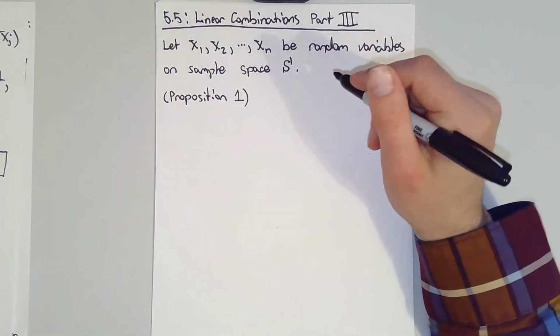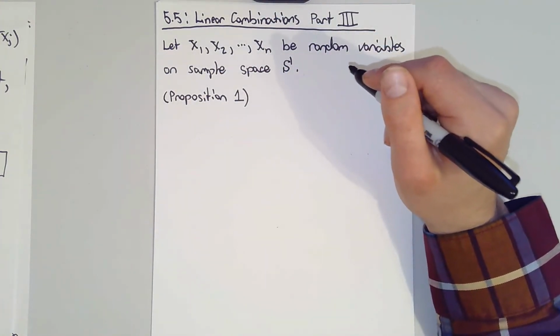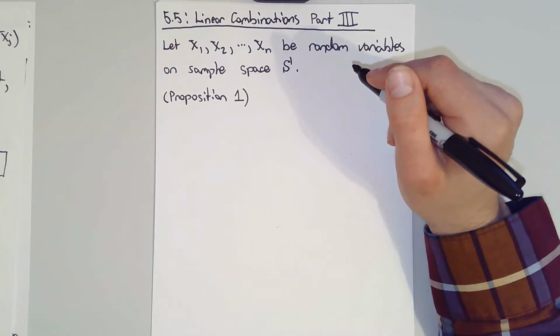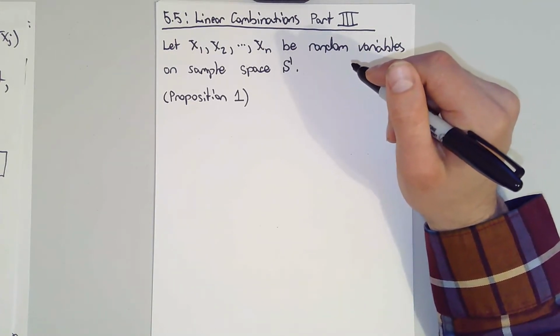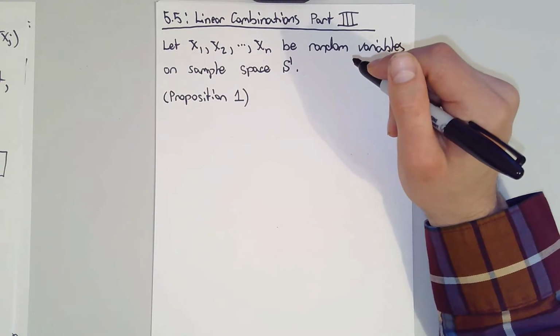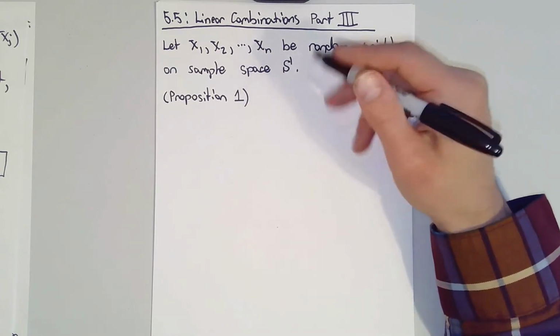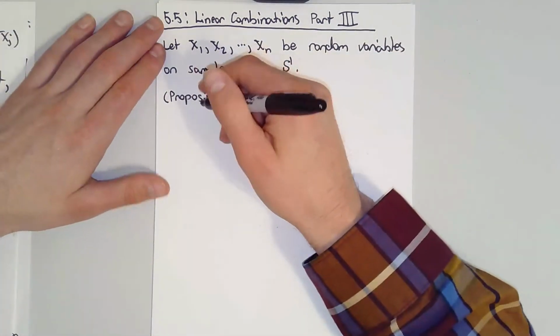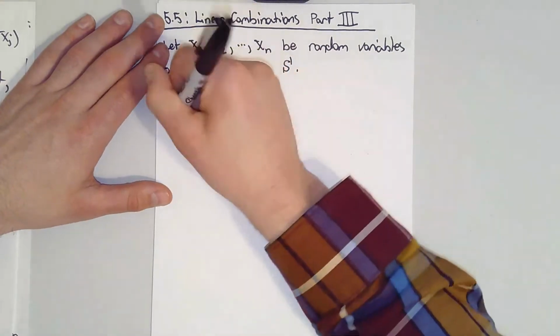So in the last video we talked about properties of the covariance operator. Using the results of video 1 and video 2, we will now derive the remaining results of this section. So the first proposition is as follows. Part 1.